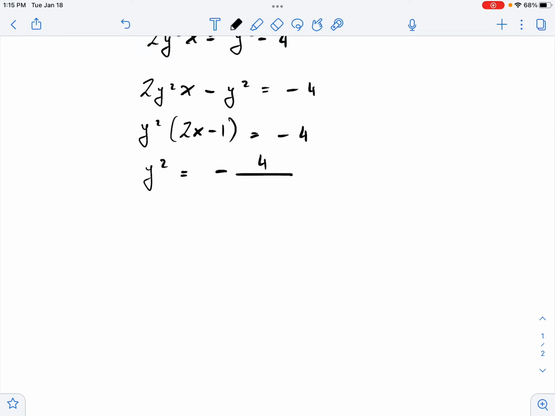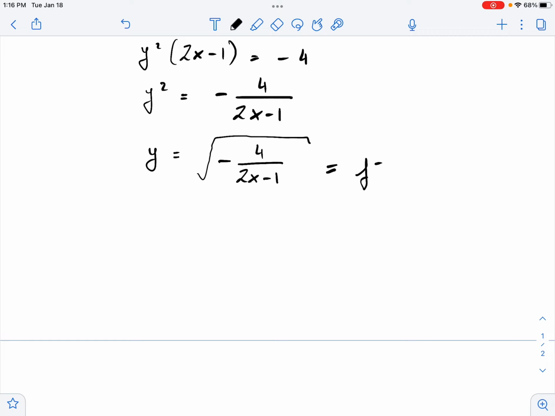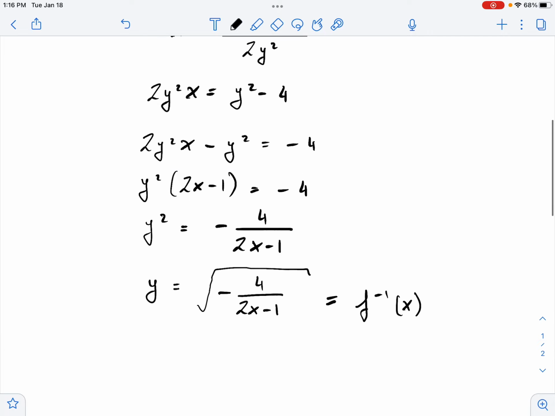And y is the square root of that. So that is the square root of negative 4 over 2x minus 1. And that is f inverse. This is f inverse of x. That is how we find the inverse function. Given f of x, this is f inverse. We have to verify that this is indeed f inverse of x.